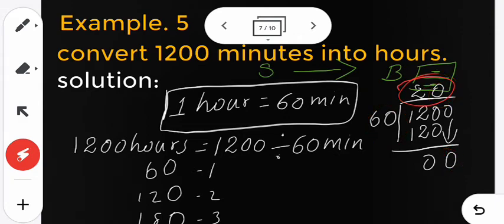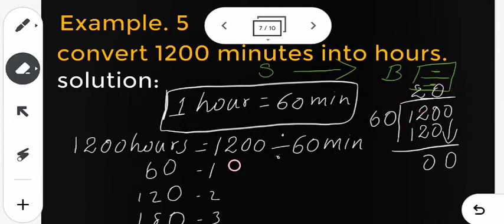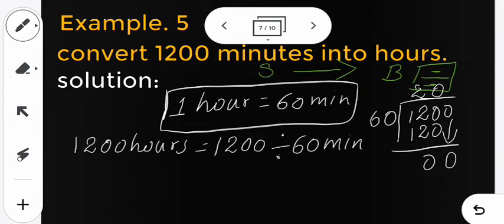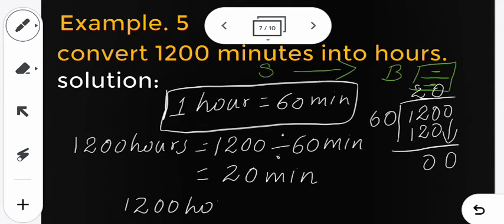So here it should be 20. It is not 2. Don't stop it with 2. One more 0 is there, so 20 should come. When you divide 1200 by 60, the answer is 20. So you will get 20 minutes. So 1200 seconds equal to 20 minutes. This is the answer.